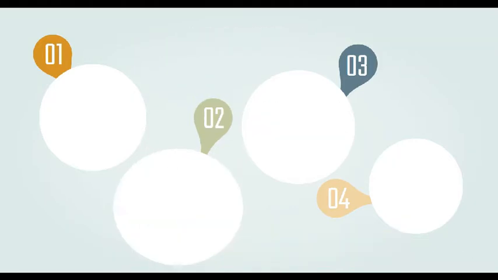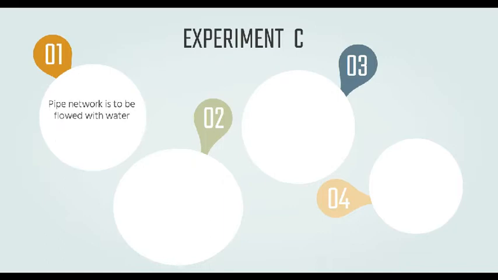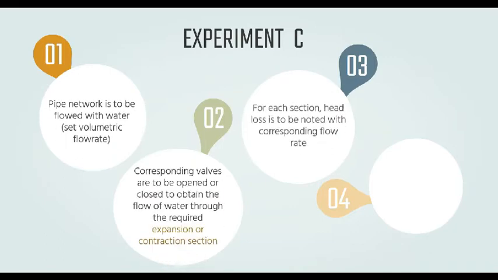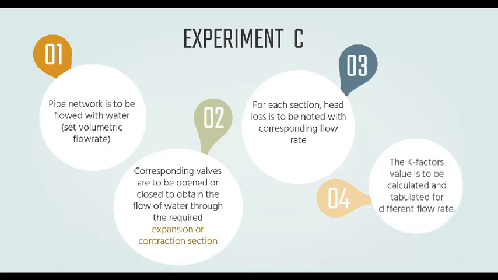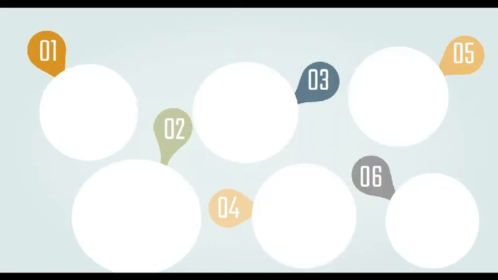So next, experiment C. Same procedure for steps 1 and 2. Corresponding valves are to be opened or closed to obtain the flow of water through the required expansion or contraction section. For each section, head loss is to be noted with the corresponding flow rate. The K factor values are to be calculated and tabulated for different flow rates.